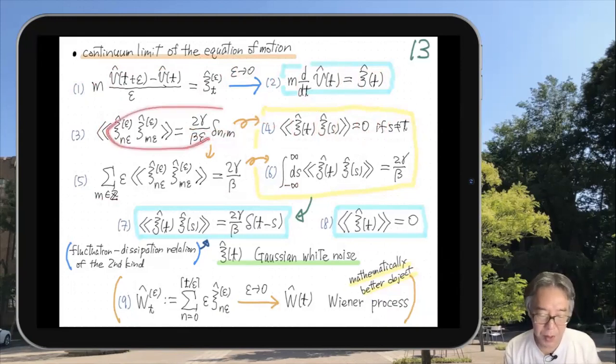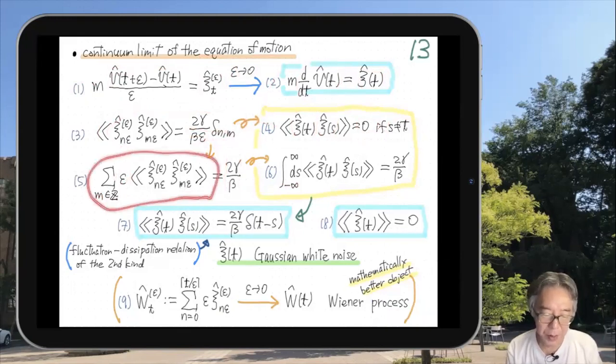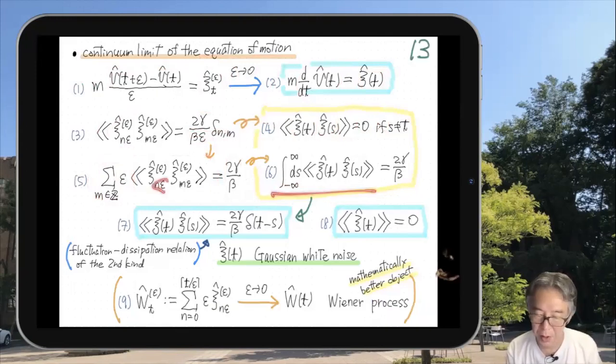And also from this, you find that if you multiply this by epsilon and add over m, you get 2 gamma over beta, something finite. And in the continuum limit, this summation naturally becomes the Riemann integral, and you get this. So n epsilon is t and m epsilon is s, but you're summing over m with this, so this becomes the integration over s. So you see that this is equal to this.